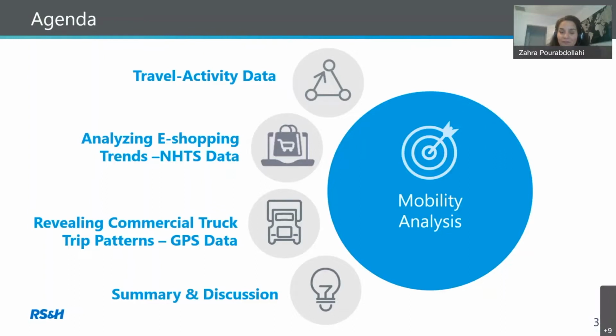The agenda is a brief introduction to travel activity data, the types of data, and collection methods. The first application is a study that analyzes the e-shopping trends using national household travel survey data. The second one is evaluation of commercial truck trip patterns in a Florida region using GPS data. And finally, we can discuss the findings, and if there's any question, I'll be happy to answer.